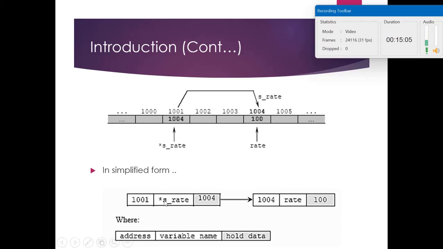To show that it's pointing, we use this pointer mark, that is the asterisk symbol. S_rate is pointing to the rate variable. The value of this is 1004. Clear? This is pointing to the 1004 memory address. This is the address, this is the variable name, and this is the whole data. Here this s_rate variable holds the memory address.